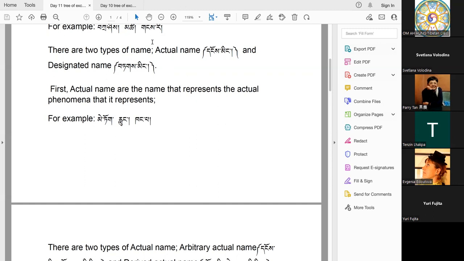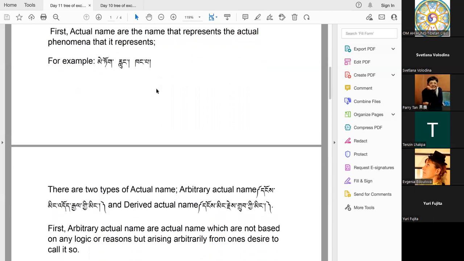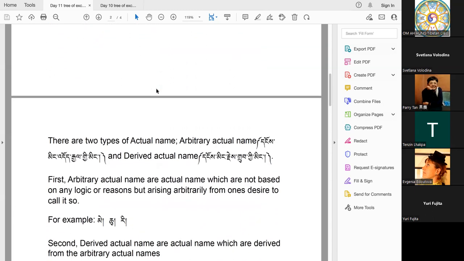Yes, me. Me is an actual name that represents human beings. So these are actual names. Okay, so there are two types of actual name: arbitrary actual name, Nguming Dögilgiming, and then derived actual name, Nguming Jirubgiming.